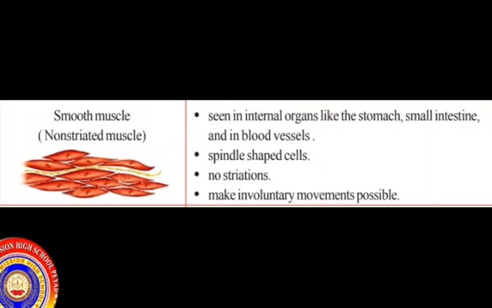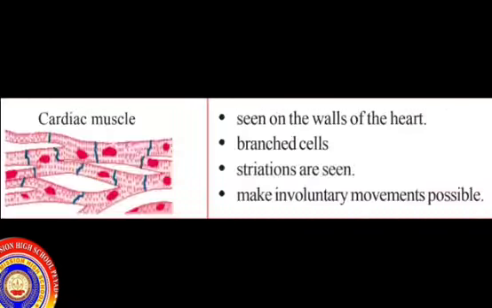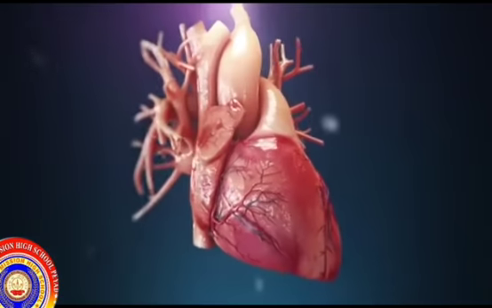Second one is the smooth muscles or non-striated muscles. Smooth muscles are seen in the internal organs like stomach, small intestine, and in blood vessels. It has a spindle shape. No striations are found, and it makes involuntary movements possible. Last one is the cardiac muscles. It is seen on the walls of the heart. Branched cells are there, and striations are seen, and it makes the involuntary movements possible.